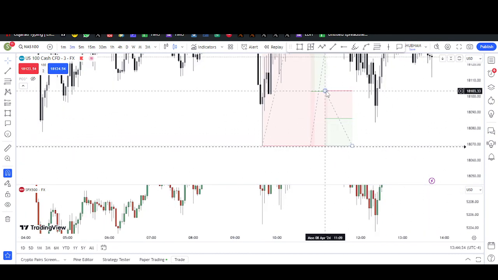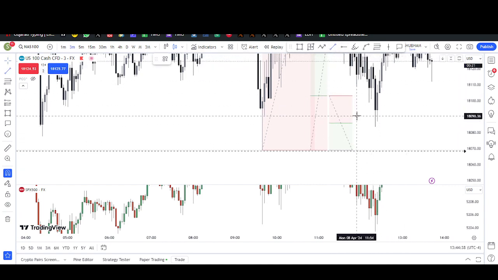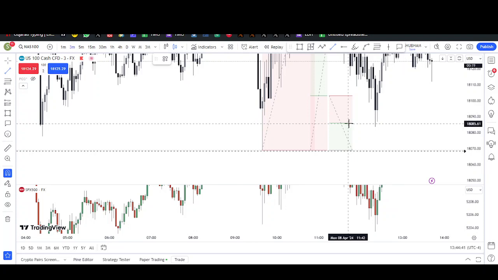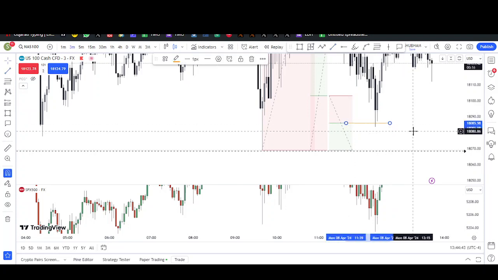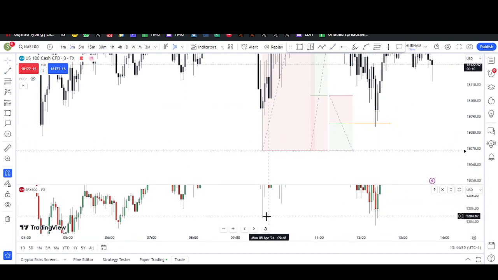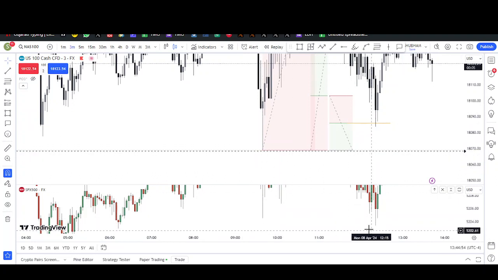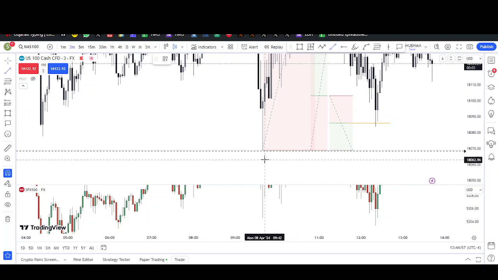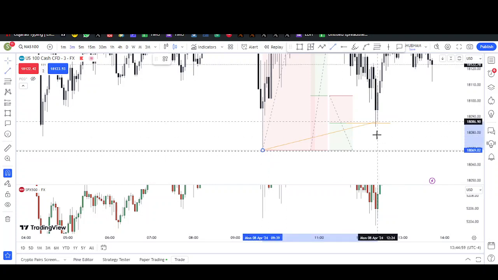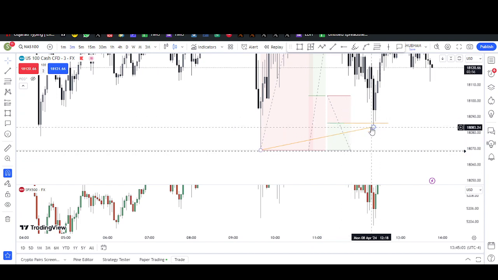So now I fractalize this range, and what I see is that this equilibrium is here. When NQ taps this equilibrium, ES is taking out this low, which NQ is not taking out. What is this? An SMT. So what we are saying is that on this fractal range equilibrium, we are getting an SMT as well as respecting the fractal range equilibrium.